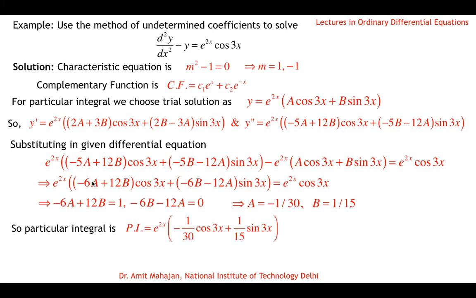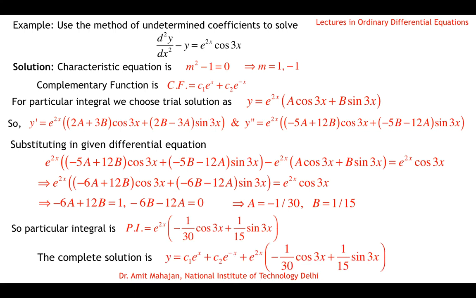So the particular integral is e power 2x times a, which is minus 1 by 30 cos 3x, plus b, which is 1 by 15 sine 3x, and then the complete solution is the complementary function plus this particular integral. So this is the method of undetermined coefficients.